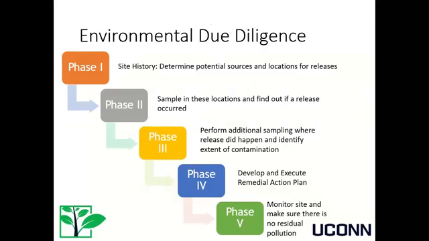In terms of the environmental due diligence, the environmental assessment and cleanup essentially has several phases. Typically we categorize it in 5 distinct phases, starting from phase 1, where we're trying to understand the site and determine potential sources and locations for releases of contamination. That phase typically does not involve any sampling. We start by conducting a records review and understanding the site's history.